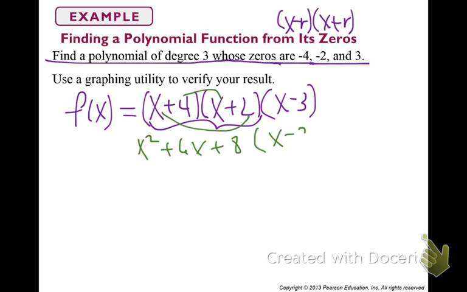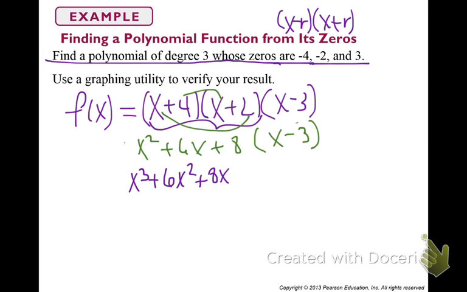And times the x minus 3. So now you're going to have to do what? Now you're going to have to distribute. So let's do that. Start with your x. X times your x squared. Go back again. X times the 6x. One more time. X times 8. We'll start all over again. Now we're going to do the negative 3. The negative 3 times the x squared.